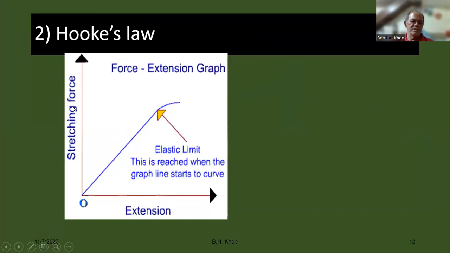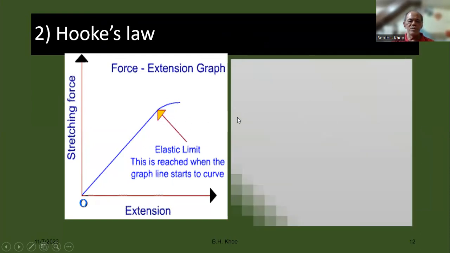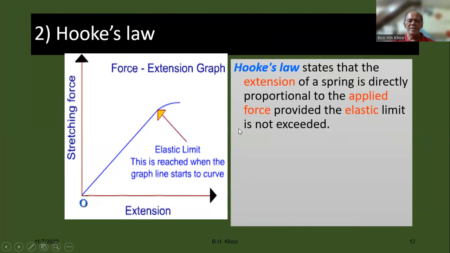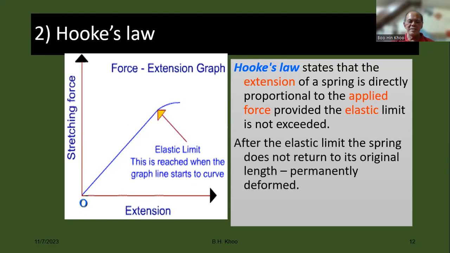There's a force, there's extension, the elastic limit. Hooke's law states that extension of the spring is directly proportional to the applied force, provided the elastic limit is not exceeded. After the elastic limit is exceeded, the spring does not return to its original length, permanently deformed. Okay, so the elastic limit is slightly above that.